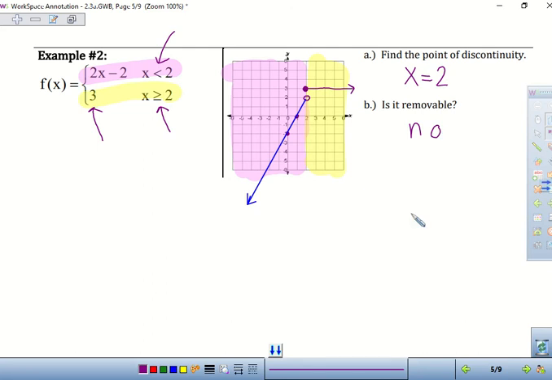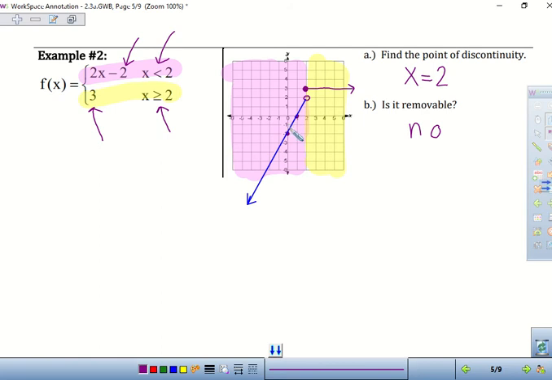Removable would be if it was like a pole removed, but this is jump discontinuity. Okay. So what we're going to learn now is how we can fix jump discontinuity by actually changing one of the equations. So let's say, for example, instead of this equation having a y-intercept at -2, what if this equation stayed the same elsewise but had a y-intercept at 1?